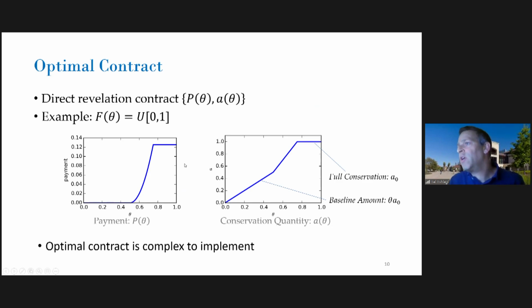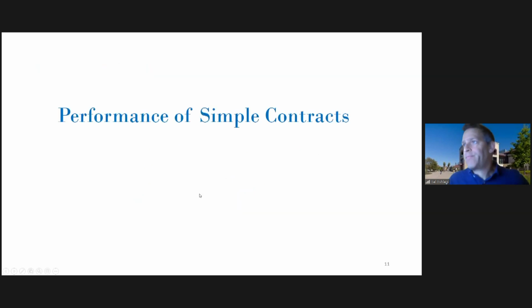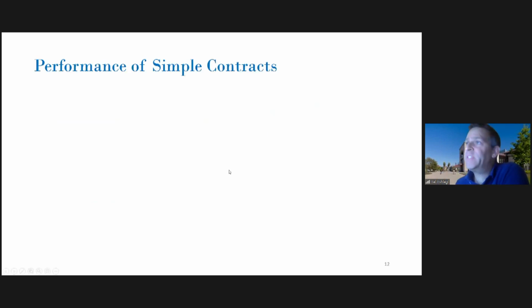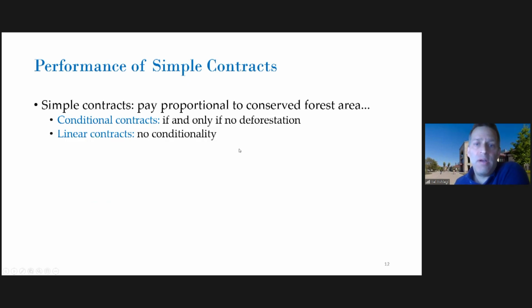Another problem with this contract is that it is highly dependent on the distribution F. So we're going to try to understand the performance of simple contracts. Specifically, the first thing we're going to look at is conditional contracts, which pay the agent if and only if he conserves the entire land. So there's no deforestation at all.